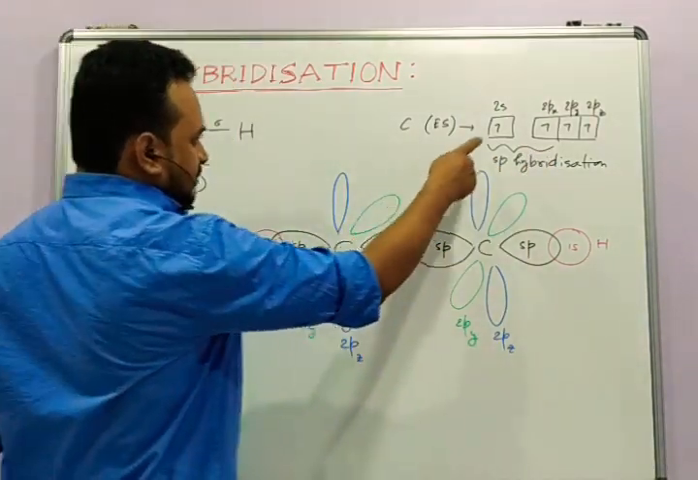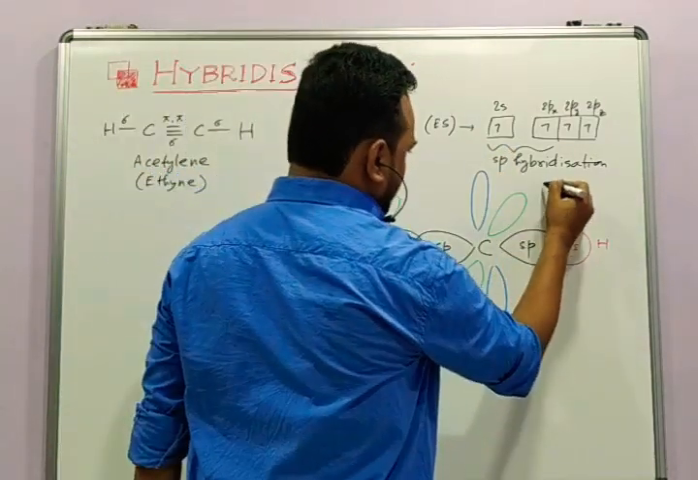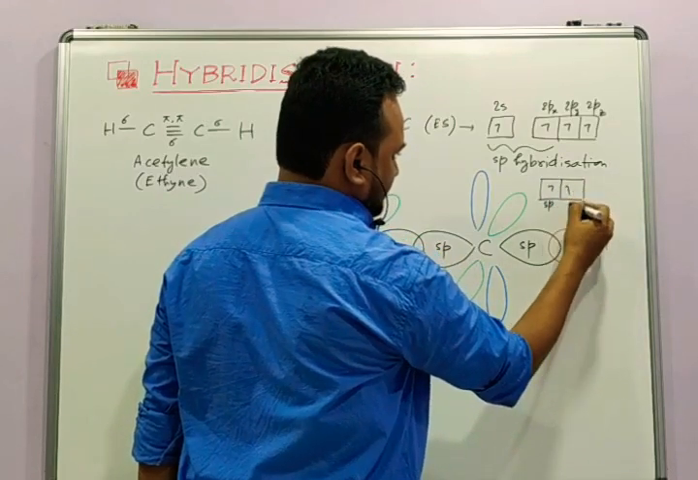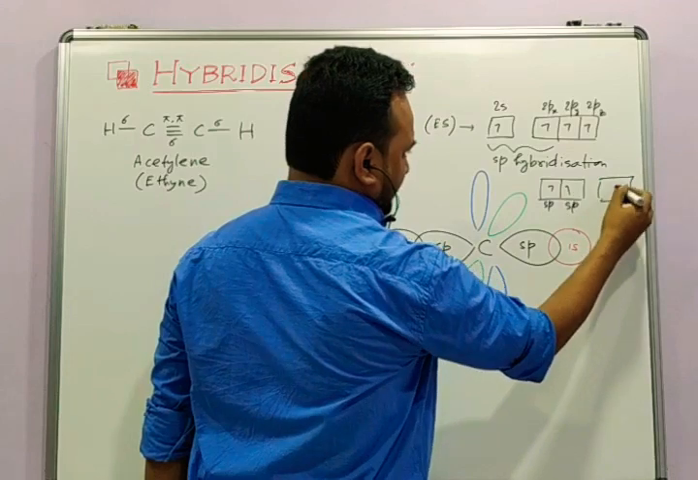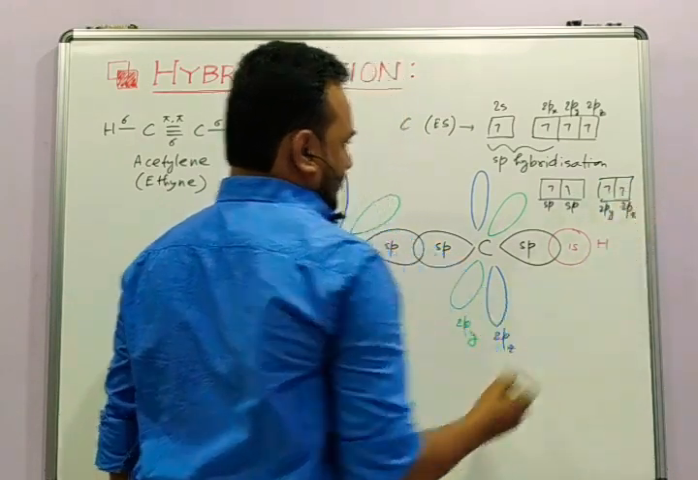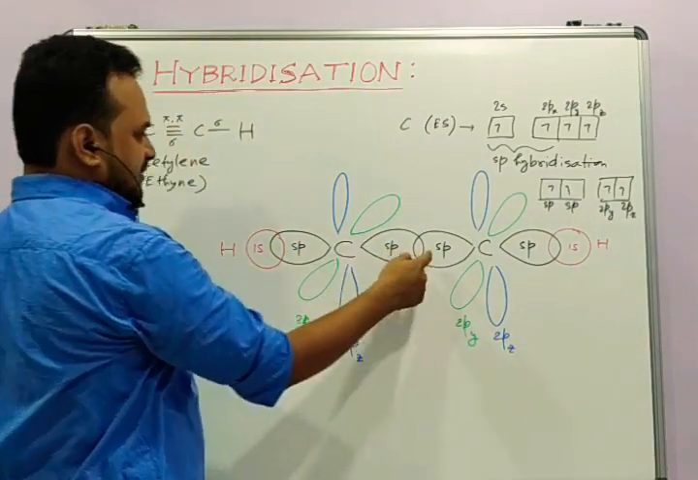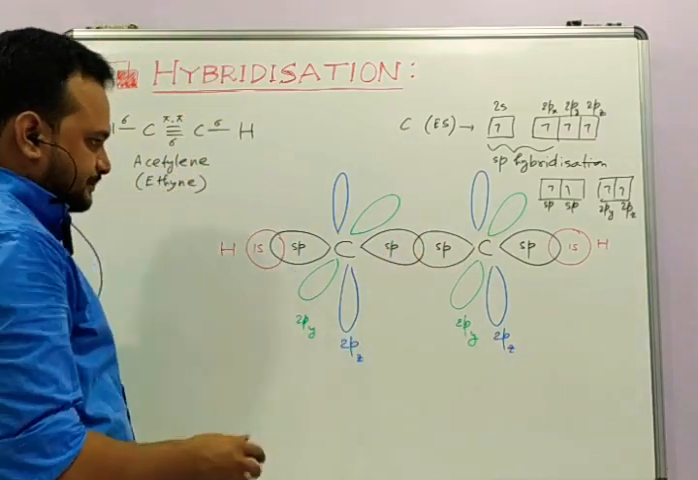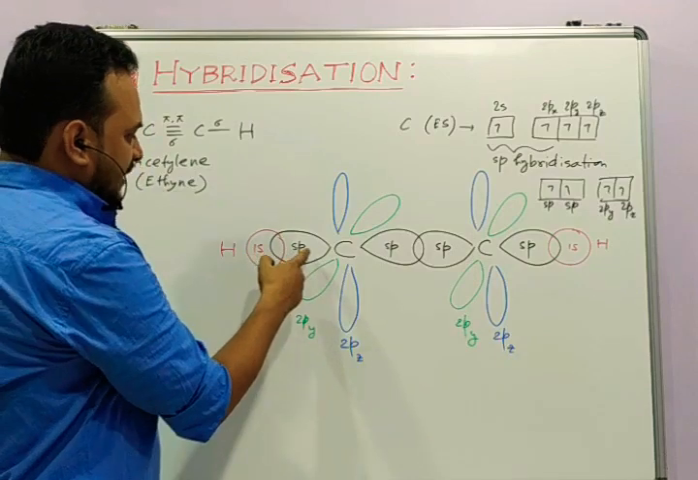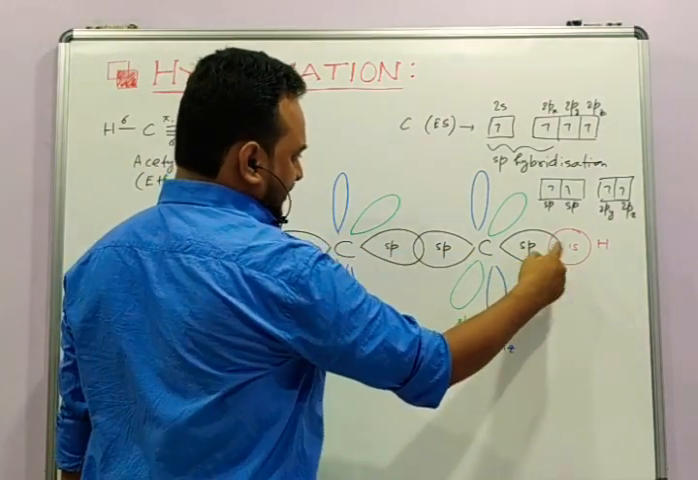Both carbons will now contain two sp hybrid orbitals. How will it look? We will have two energetically equivalent sp hybrid orbitals, and then we will have one py and one pz. So these are the two sp hybrid orbitals of this carbon, and these are the two sp hybrid orbitals of this carbon. The CH sigma bond is because of overlap between sp and 1s. This CH bond is also because of sp and 1s.